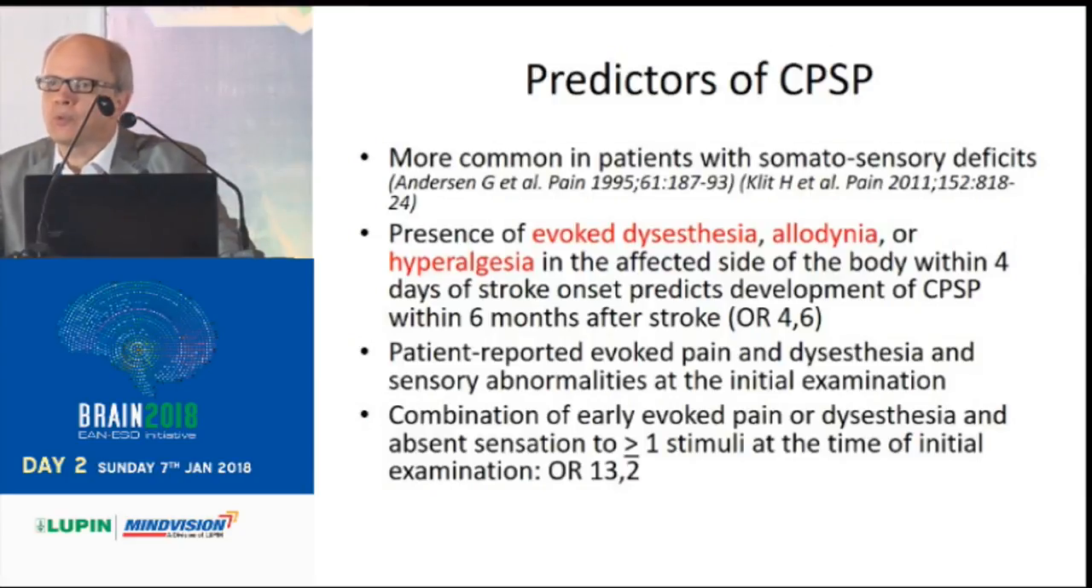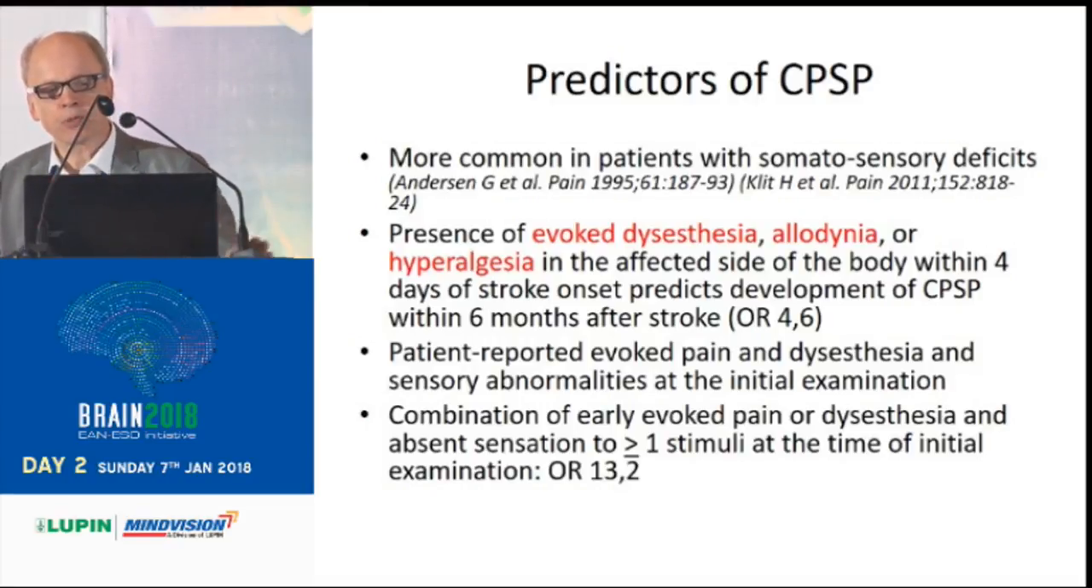And also the patient-reported evoked pain. If he complains to you that I am not able to sleep here in this hospital bed because I can't tolerate these bed sheets, or my shirt is feeling very painful on my upper arm, or it's a very unpleasant feeling, this may also be a sign, if they are complaining within the first days, that this patient may develop severe post-stroke pain. And also, if there is a combination of early evoked pain or dysesthesia and absent sensation to at least one stimulus at the time of initial examination, then the risk will still increase.